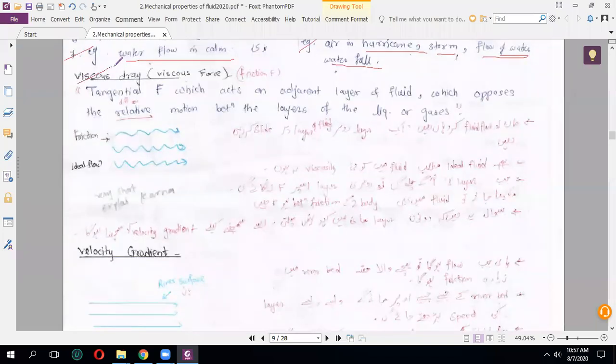Now next concept is viscous drag. Viscous drag is also called viscous force, and we एक और word है जिससे easily understand हो जाएगा viscous drag. That is the word friction force. So again we are coming to the same concept. Suppose we have a liquid, they are moving in one direction.